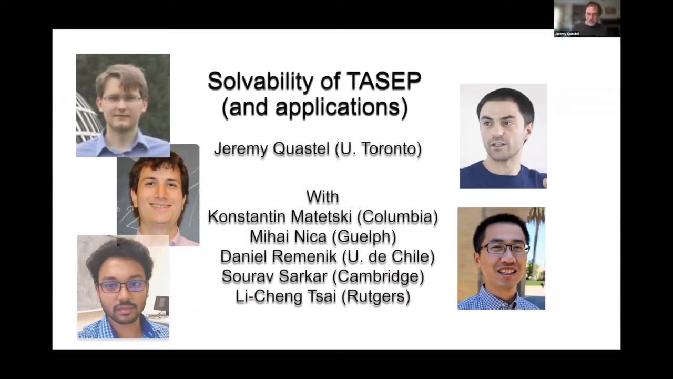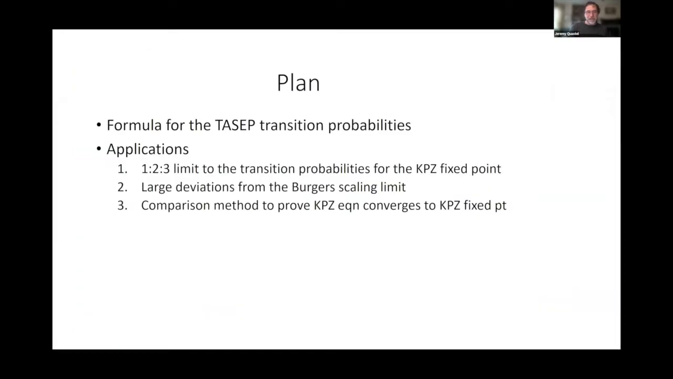So I'm going to talk about solvability of TASEP, and here are my collaborators. The plan of the talk was to show everybody the formula for the TASEP transition probabilities and then go through some applications: the 1-2-3 scaling limit to get the KPZ fixed point, the large deviations for TASEP, and then a comparison method to show that the KPZ equation converges to the KPZ fixed point. Given the time constraint, we'll see about the applications anyway. Stop me if you have questions.